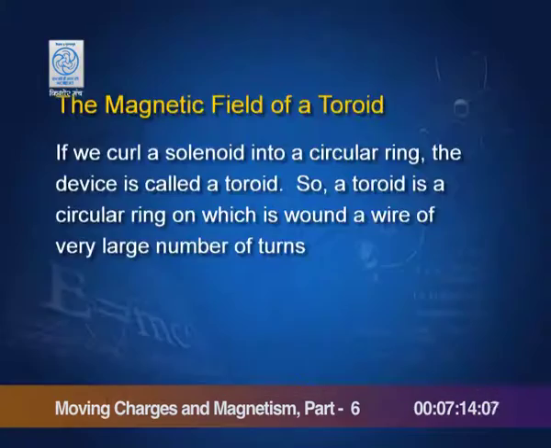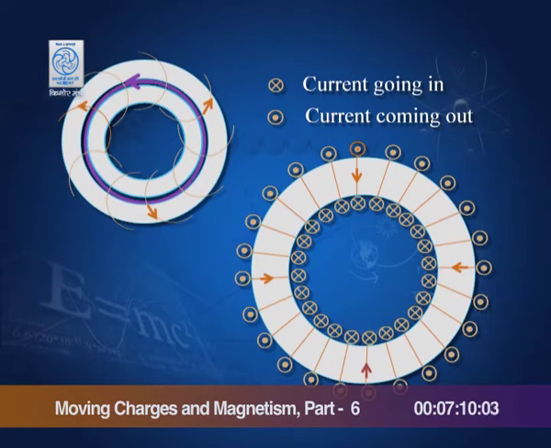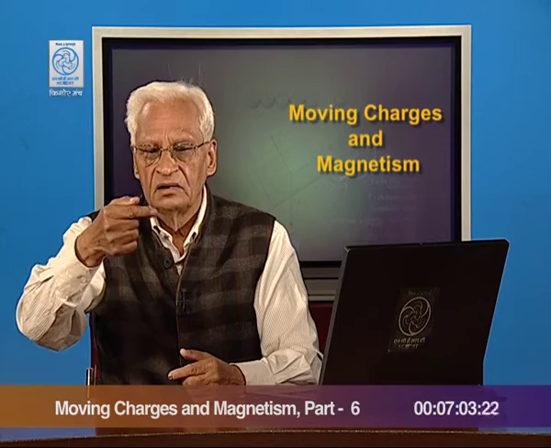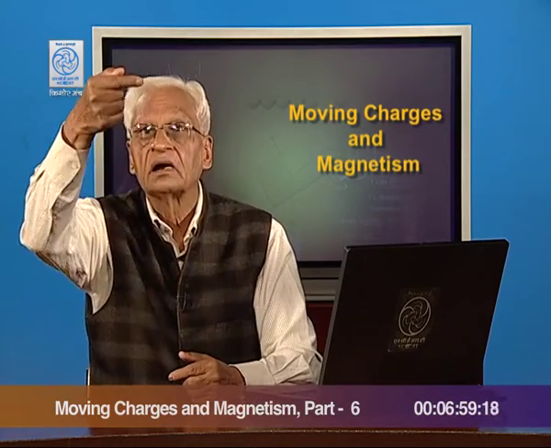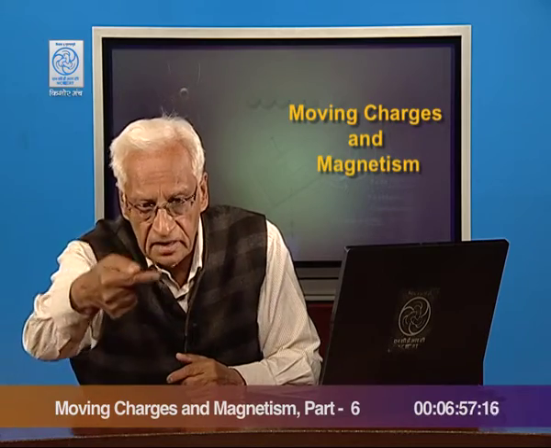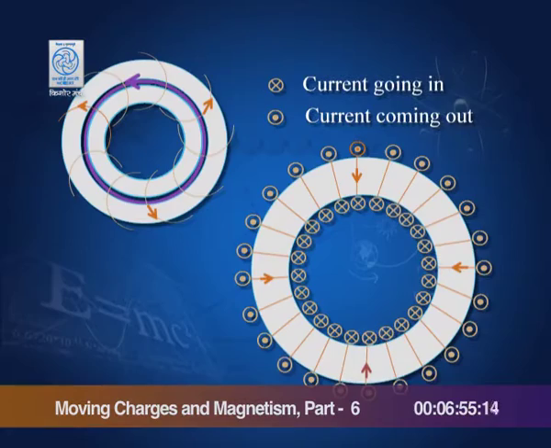So, to analyze this, we again take this structure. This is now a solenoid bent into a toroid, and these are the currents going in. You see, you have a loop like this, the current going in, the current coming out, the current going in, the current coming out. So, these crosses represent the currents going in, and the dots with circles represent the currents coming out. So, this is the flow of current in the toroid.